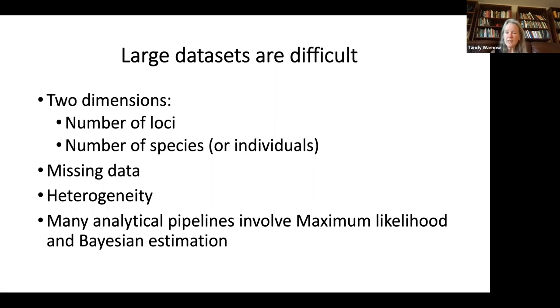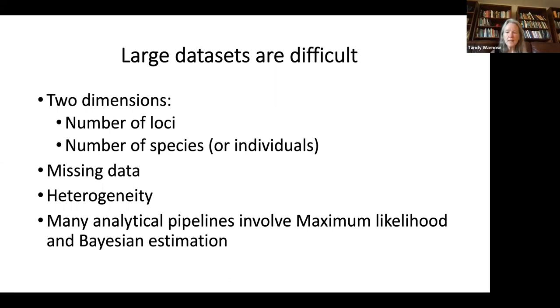The other dimension is the number of genes or the number of loci. When you use a single gene, that number is one. When you use genome scale data, as we saw, you could get up to tens of thousands. So two different kinds of large, and they impact the computational and the statistical problems differently. There's also the issue of missing data. You might have genes that are not present in certain species. You might have genes that are present, but you didn't sample them. Heterogeneity of all sorts occurs.